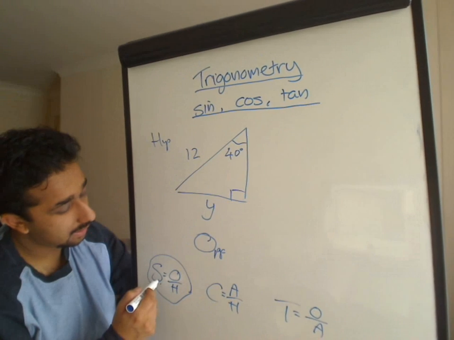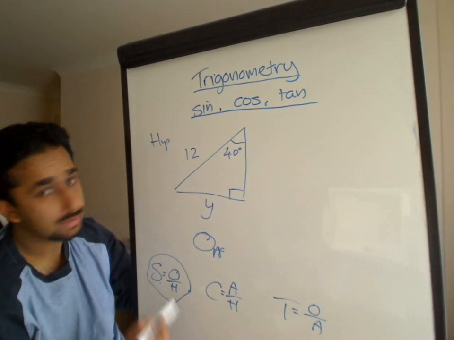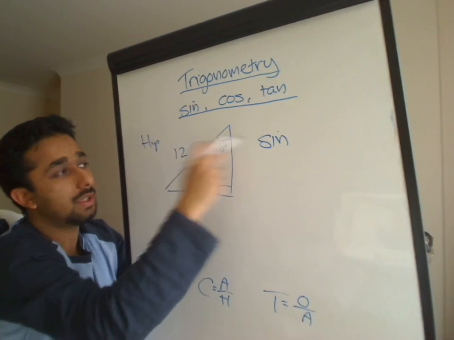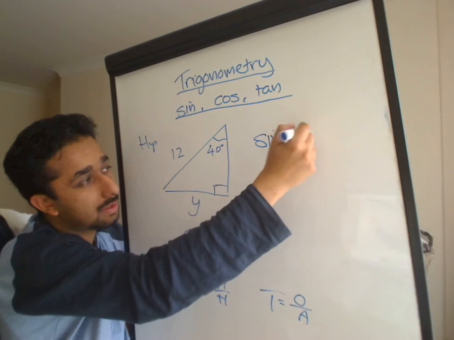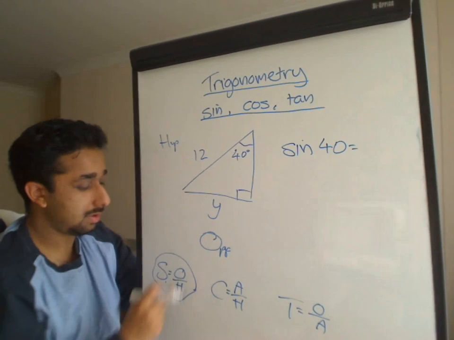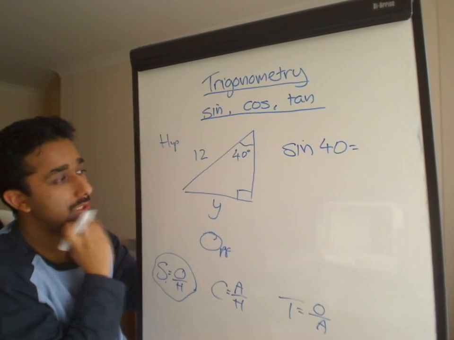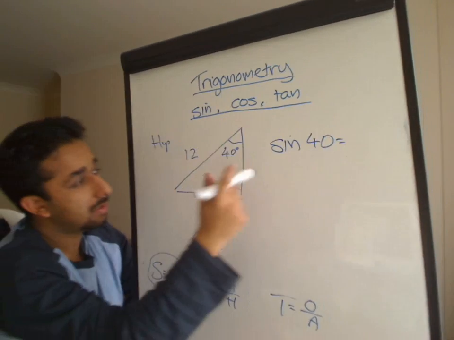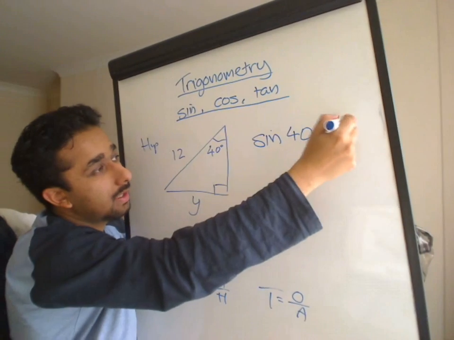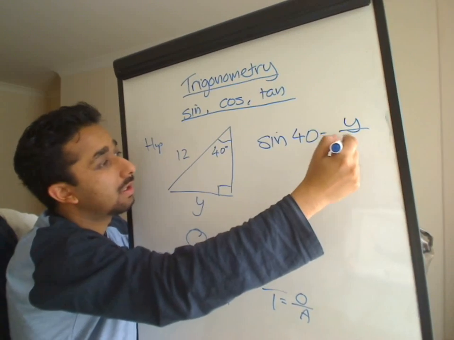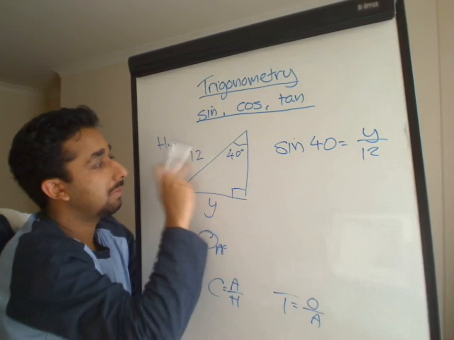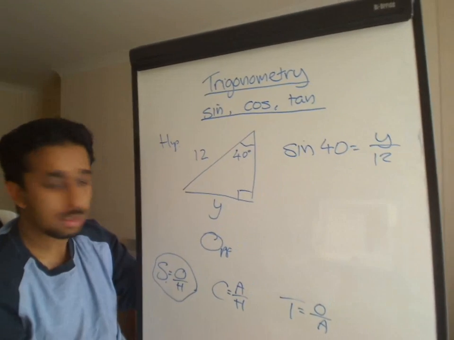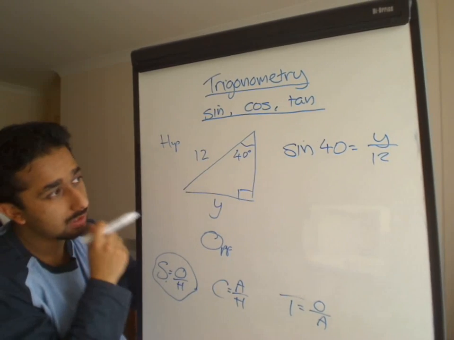So if we're using that, it says sine is equal to opposite divided by hypotenuse. But you don't just write sine. Whenever you write sine, you always write the angle next to it. So sine 40 is equal to opposite divided by hypotenuse. We said this one's the opposite. That's the hypotenuse. So you get y divided by 12. Opposite divided by hypotenuse, like this says.